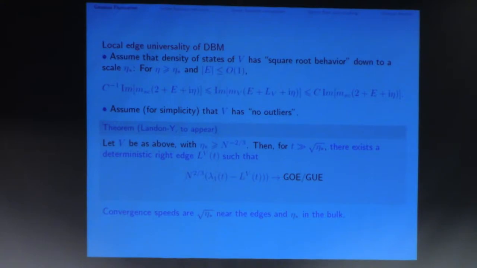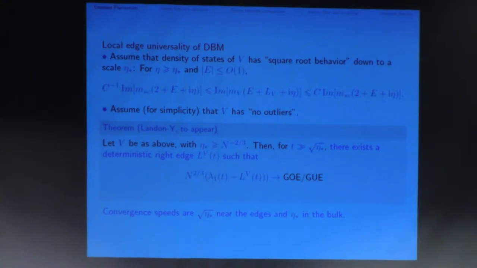So this is the fixed energy in the bulk. And then if you look at the question at the edge, then you have to assume something stronger: you have to assume that at the edge there's a fixed edge point, because you don't really know where the edge is. And you need to assume that the initial data has a fixed edge, and with this fixed edge, the imaginary part behaves the same as m_sc, the semicircle Stieltjes transform. So here I have written this m_sc. This is for the semicircle.